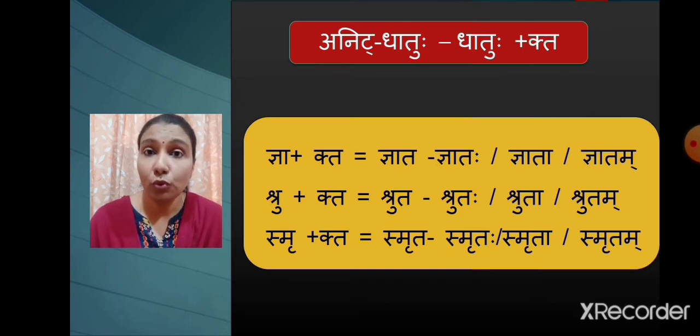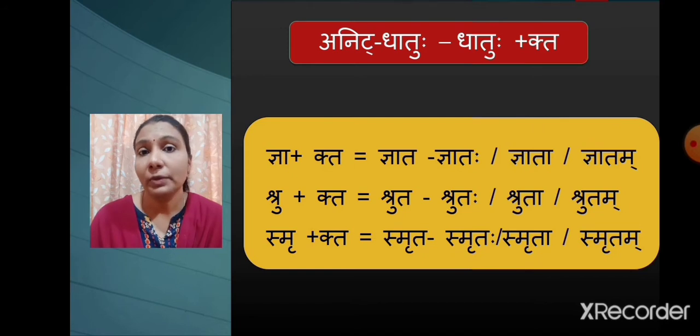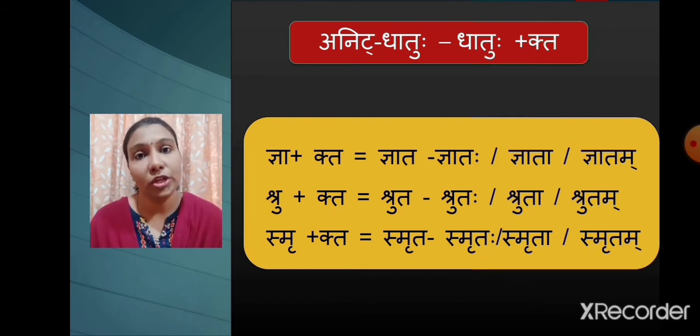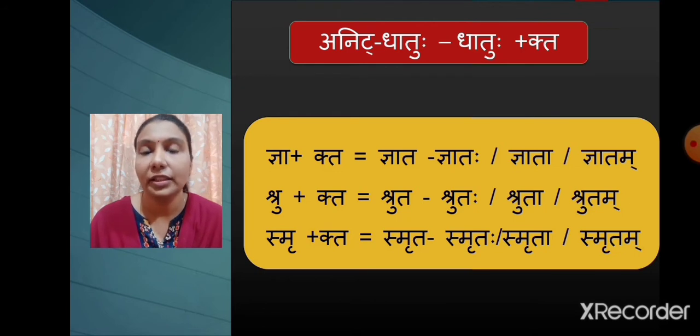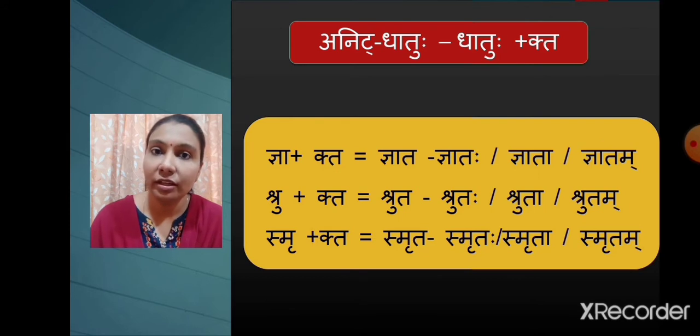Jna means to know. When we add kta pratyaya to it, we get the form jnata. And the three forms that we get in three different genders are jnatah, jnata, jnatam. The next dhatuhu is shru. Shru means to listen. When we add kta pratyaya to it, we get the form shruta, and the three different forms that we get in three different genders are shrutah, shruta and shrutam.